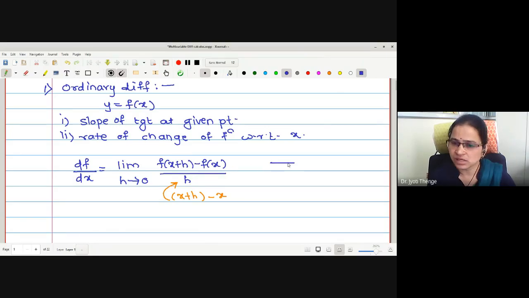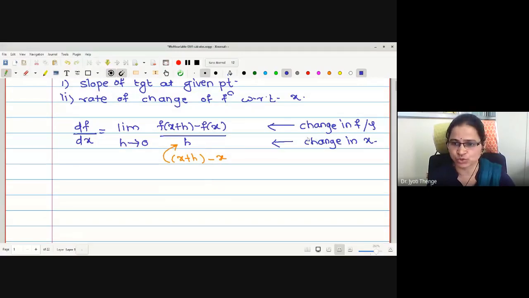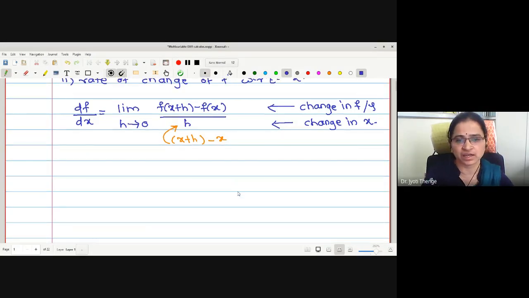That is, this numerator gives us the change in the function, or the change in y. This is the change in f or y, anything you can write. Correct? And what does this denominator tell us? This is the change in x. Therefore, whatever ratio we have considered is actually an increment ratio, which is the change in the dependent variable upon the change in the independent variable. Because this is giving us the increment.